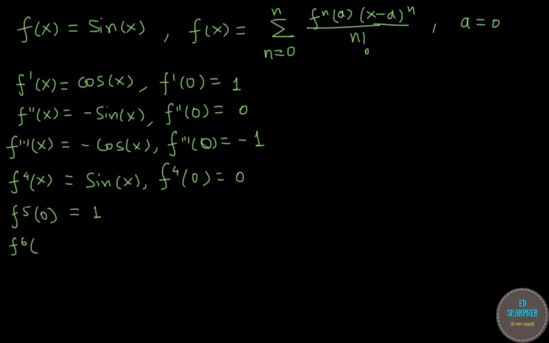Then we have the sixth derivative at 0 is equal to 0. The same values are going to repeat. The seventh derivative at 0 is going to be minus 1. The eighth derivative at 0 is going to be 0 again, and so on. Now we have a few derivative values and we are done with this part.